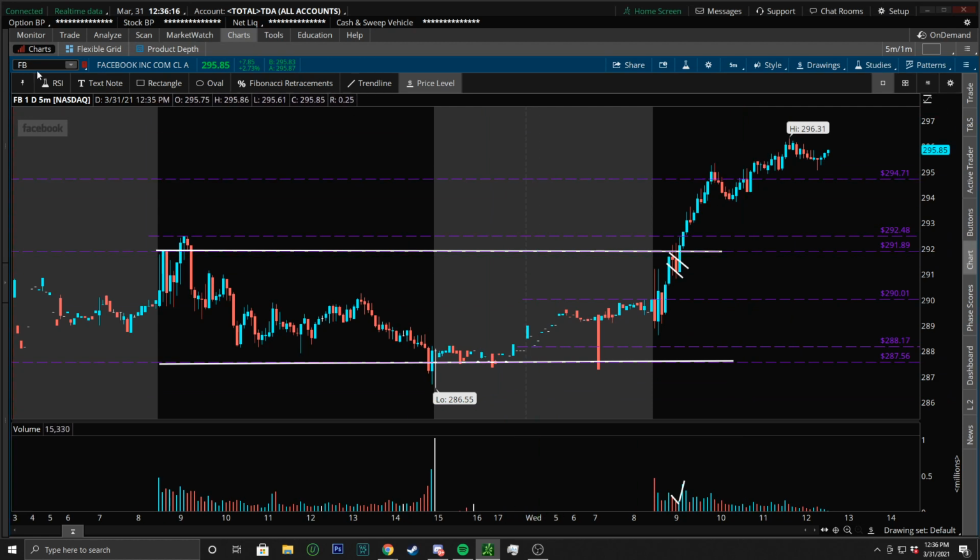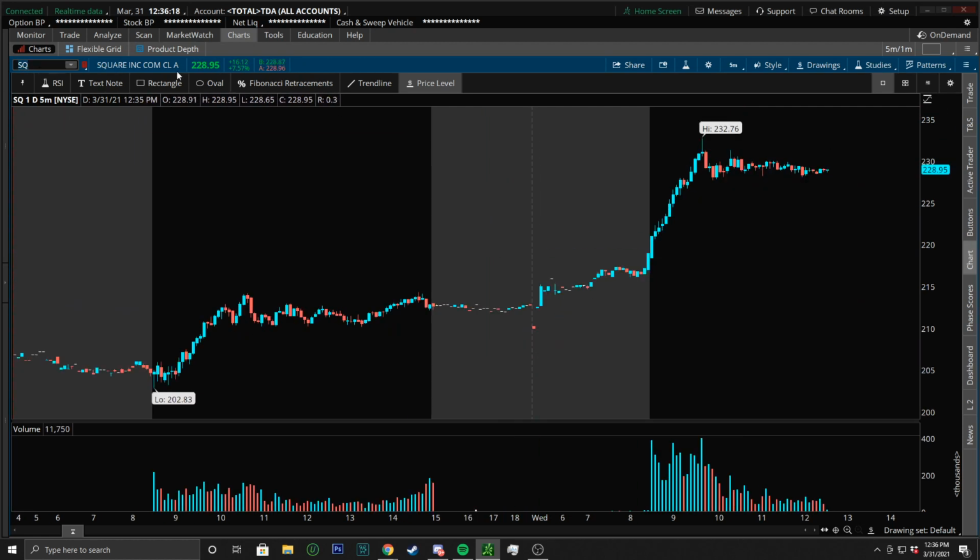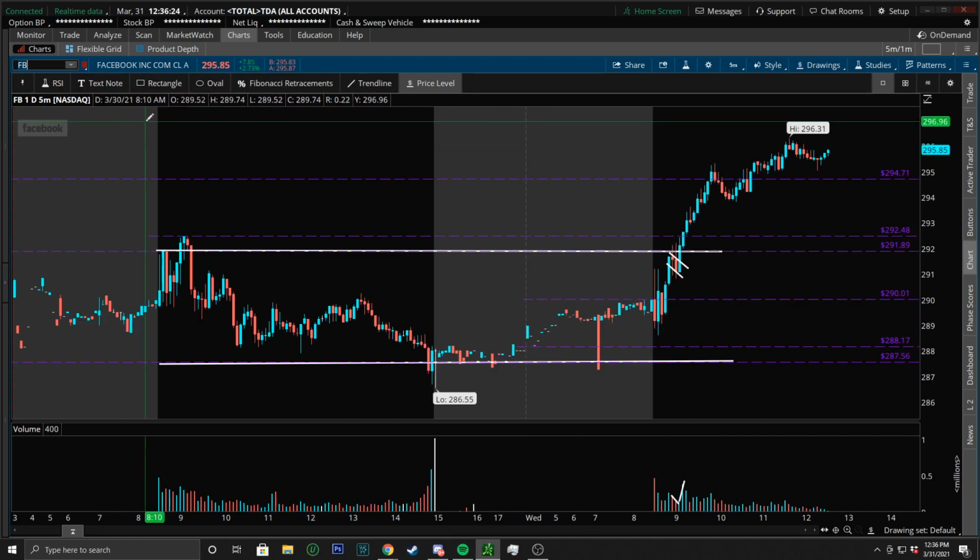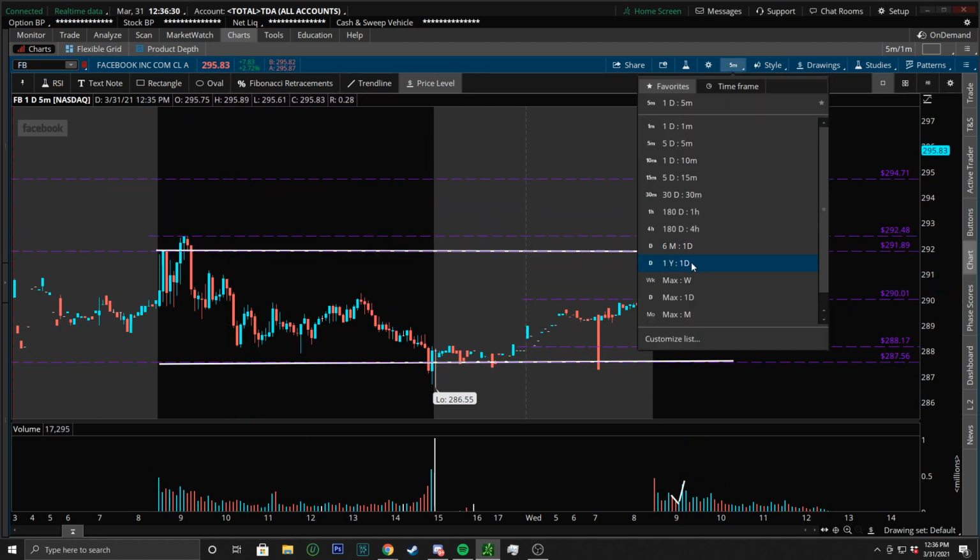But this was one of the bigger plays we were watching, as well as Square. This was for a whole different reason. I'll cover this on a different video, but Facebook was the topic today. I just kind of wanted to cover what's good breakout levels, good target levels, and why I had them.